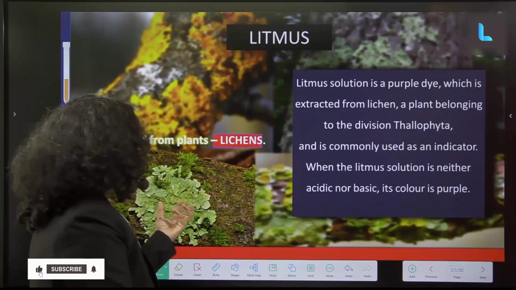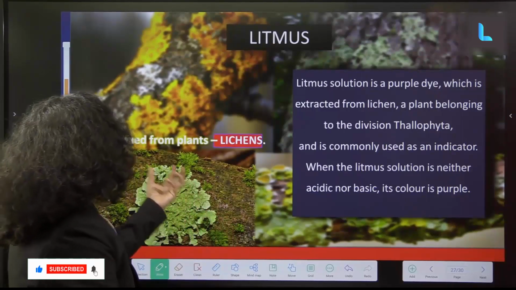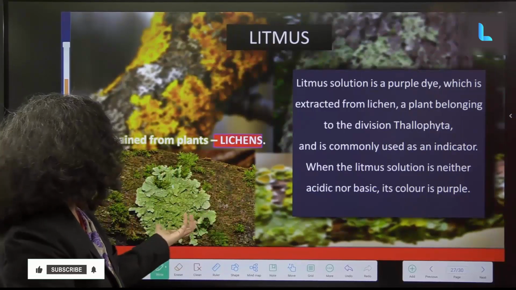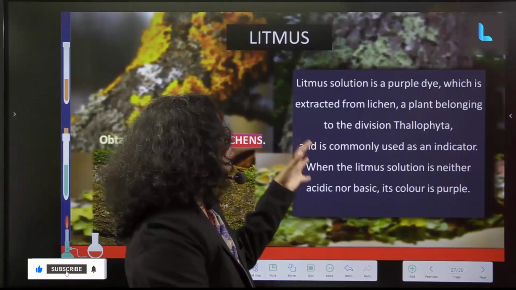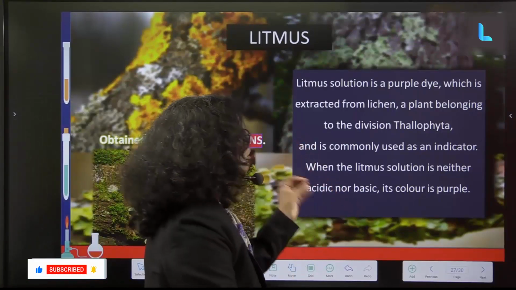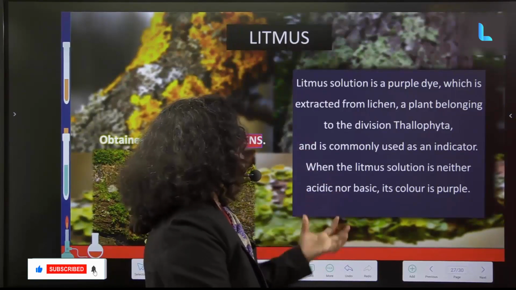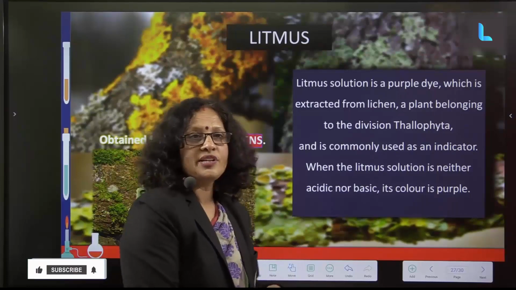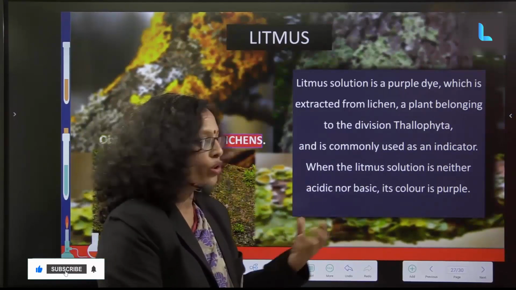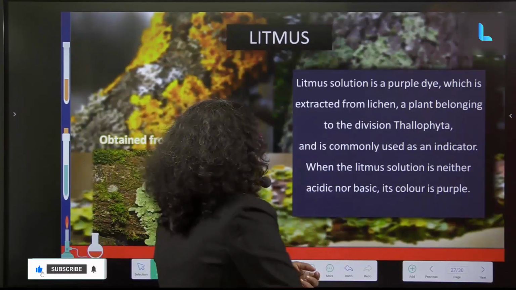So how is litmus obtained? It is obtained from lichens. These are lichens. Litmus is a purple dye extracted from lichens, a plant belonging to the division Thallophyta, and is commonly used as an indicator. When the litmus is neither acidic nor basic, the color is purple.